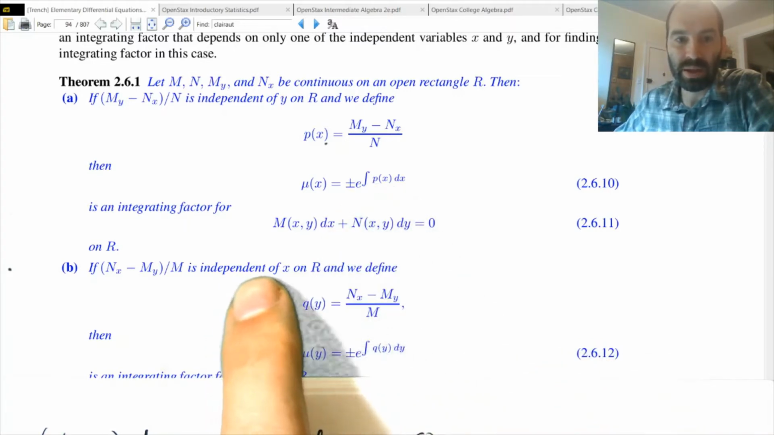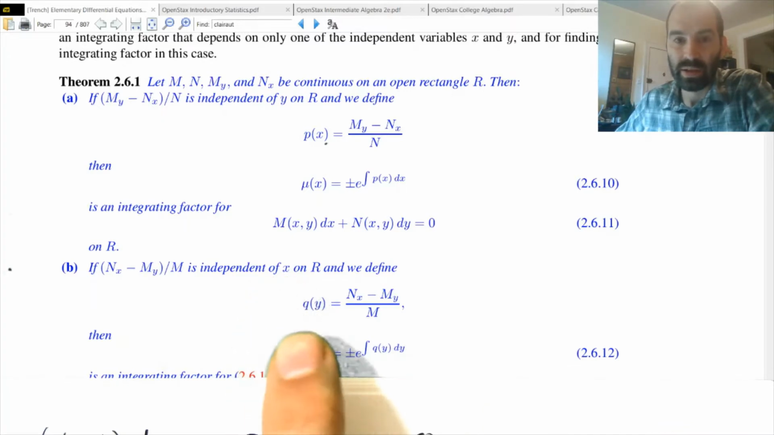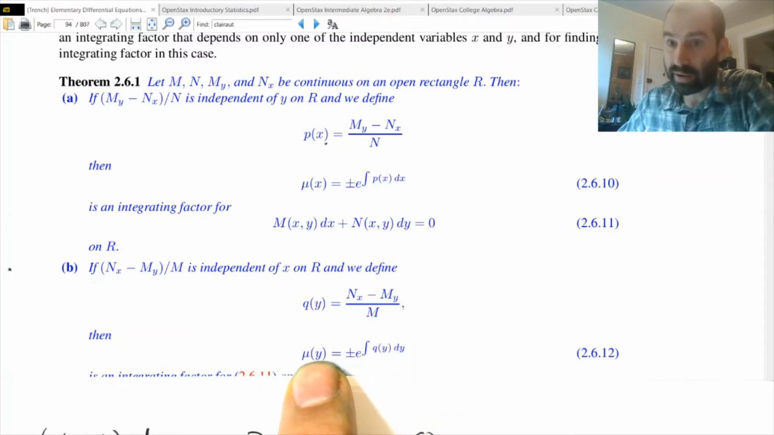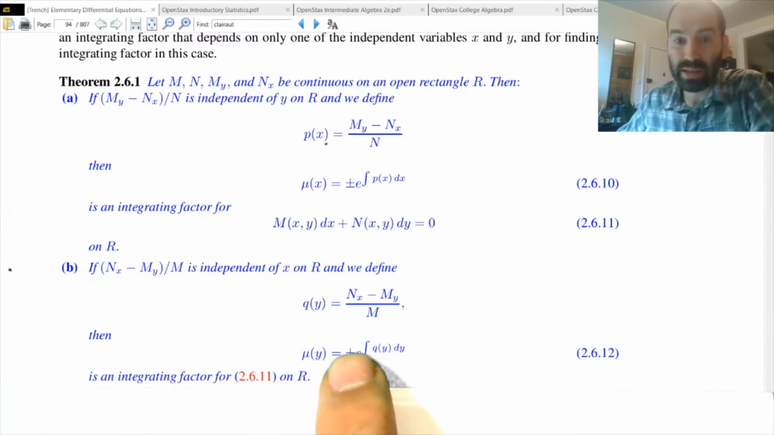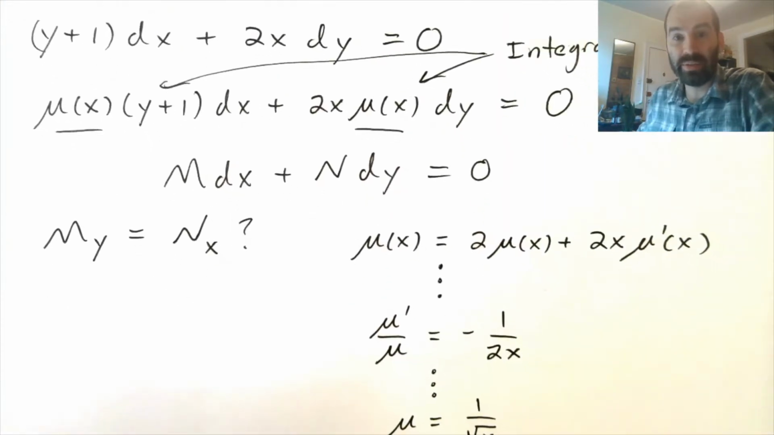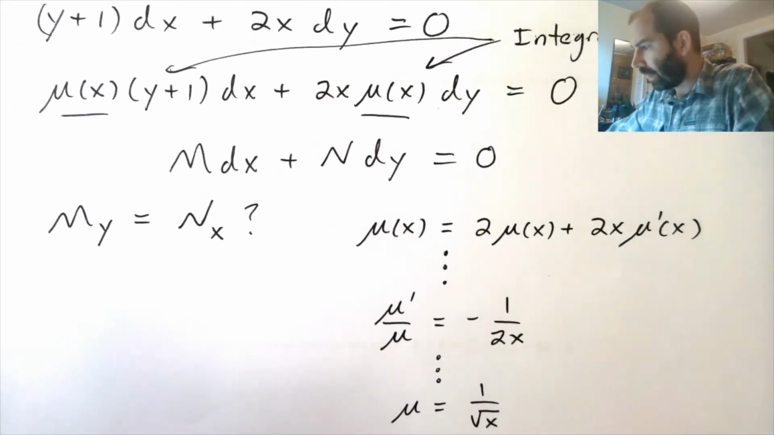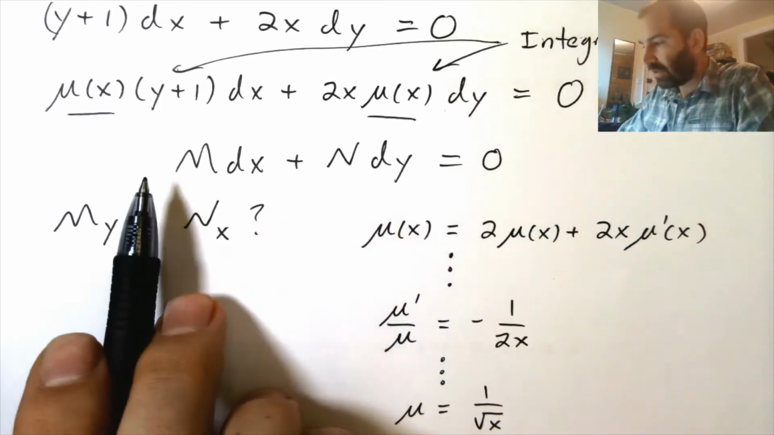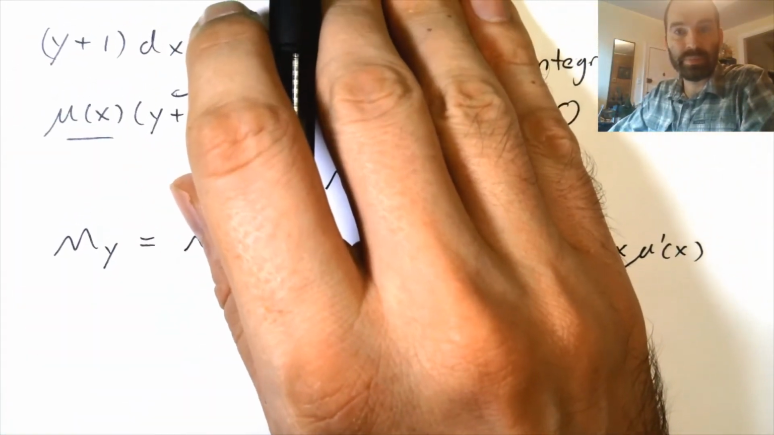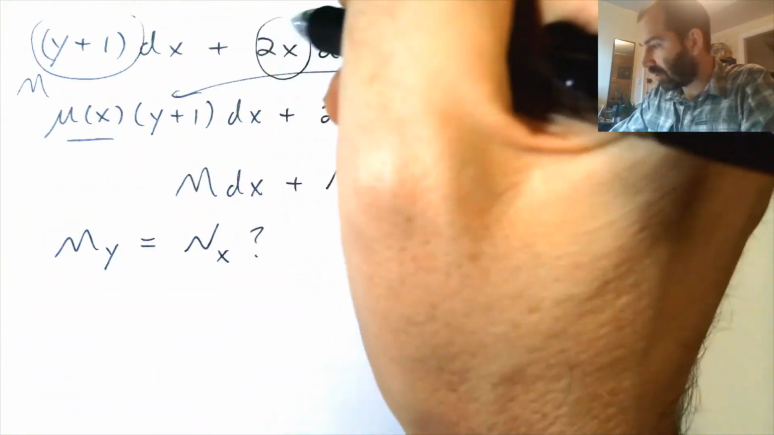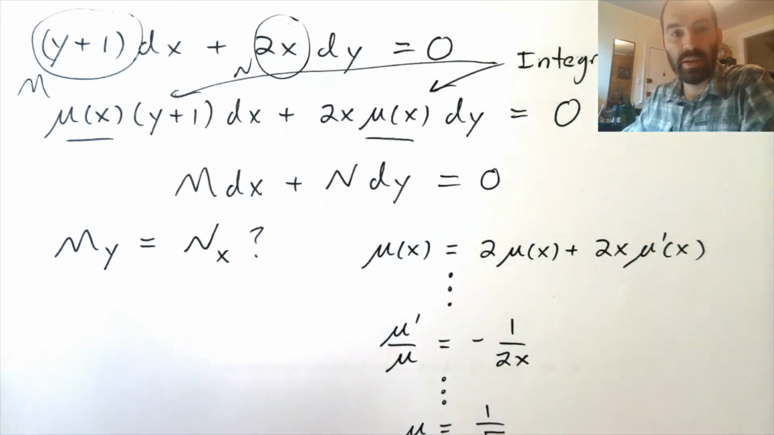Now, if it's independent of x instead, then it's going to be a function of y, and mu will be a function of y instead of a function of x, and mu will be e to the antiderivative of that. All right, let's go look back at our problem and see how that applies to what we did. All right, so let's see. We had our differential equation up here. Okay, so here's what they're calling m, and here's what they're calling n.